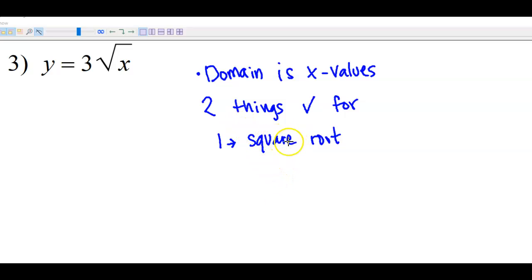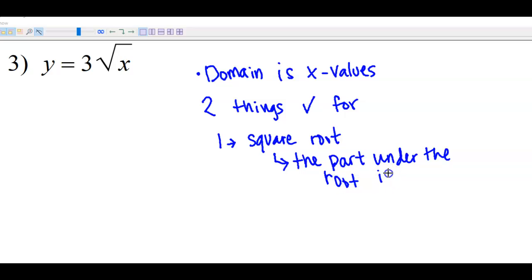So if I have a square root, I need to make sure that the part under the square root is not negative. The part under the root is positive. Okay, so as long as when I plug these x values in, they give me a positive number under the square root, then this is going to be fine. So on this one, I would say that x has to be greater than or equal to 0.